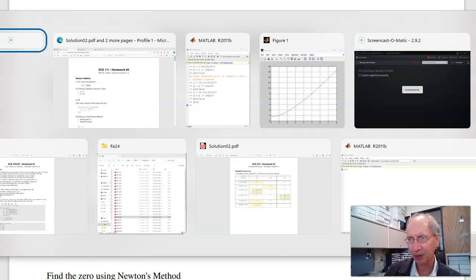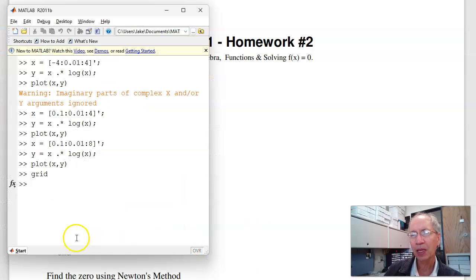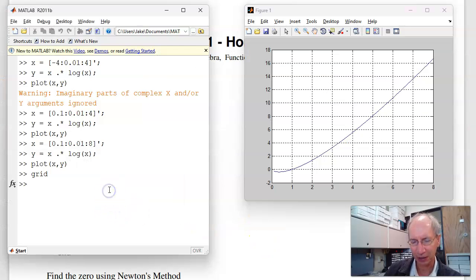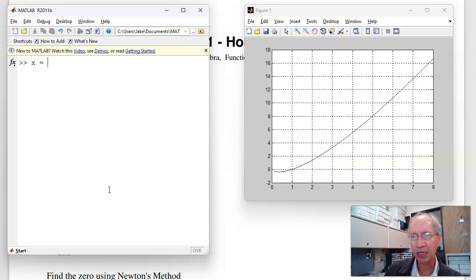where's Matlab? In Matlab, I can sit there and say, let's guess x is somewhere between 0.1 and 8. Say 10. Y is x log of x. And in Matlab, I've used the dot notation. That tells Matlab this is an element by element multiply. Matlab is actually a matrix language.